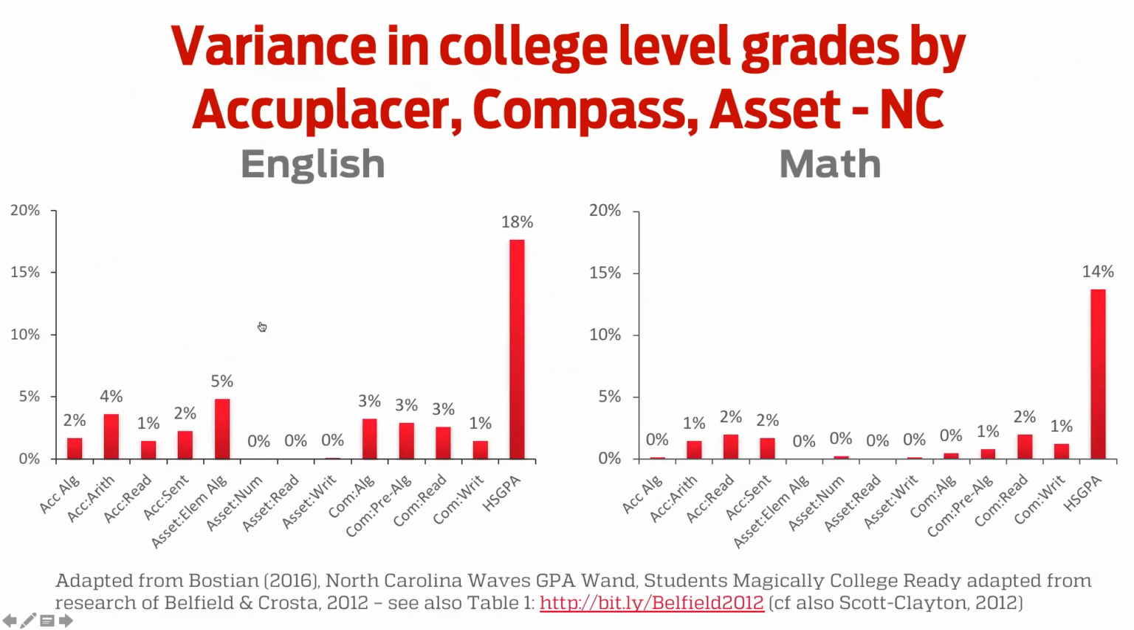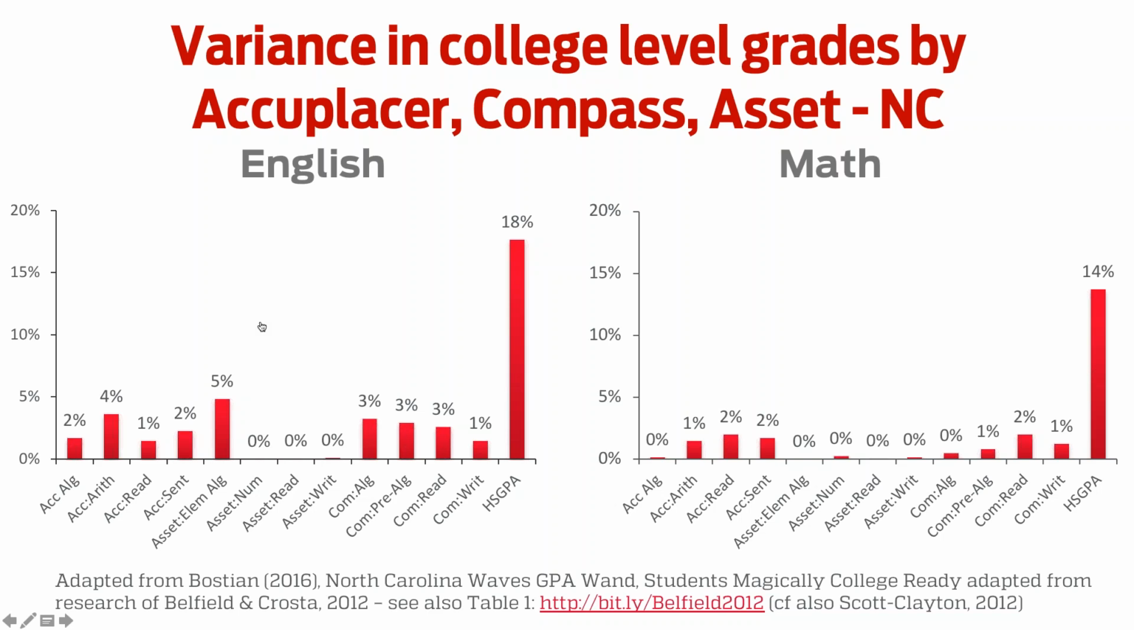This comes from work in North Carolina done by CCRC. This is adapted from a presentation from Brad Bostian. I like to refer to this as my Sesame Street slide. I don't know if you guys remember, Sesame Street used to, I think it still does, have a game called One of These Things is Not Like the Others. One of these measures of student capacity is not like the others.